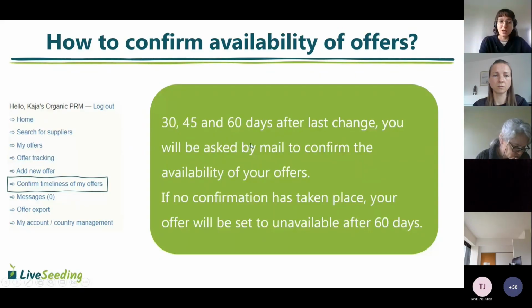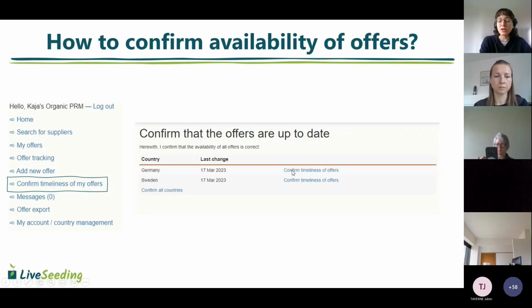But it's very easy to confirm the availability of your offers. You just go here to this menu item, confirm timeliness of my offers. And here just click on confirm timeliness of offers in Germany or Sweden or directly in all countries. And then you will only be reminded again to confirm this in 30, 45, and 60 days.